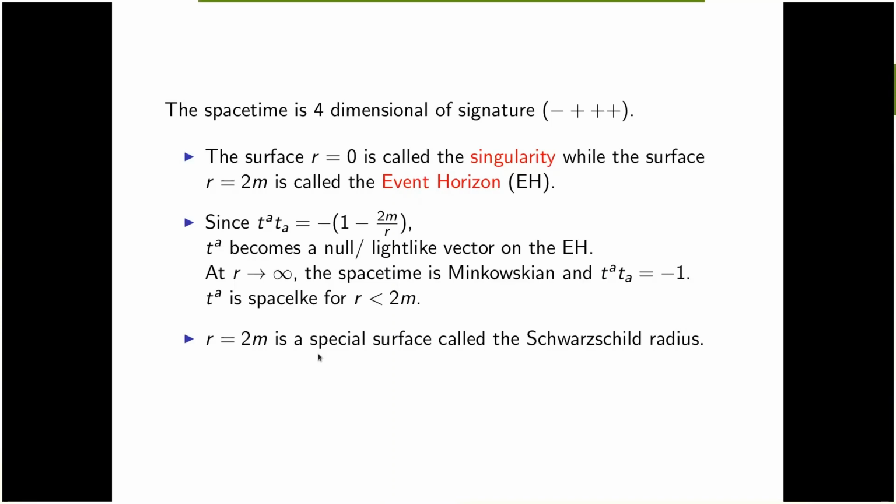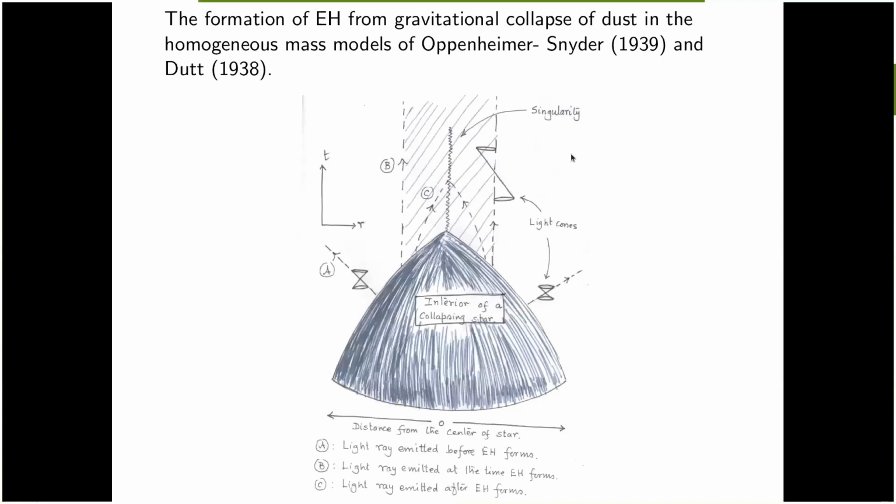So this is a very special surface. The T^a vector is time-like outside the black hole, it is null on the r equal to 2m surface, and it is space-like inside the r equal to 2m surface. This r equal to 2m surface, as we all know, is a very special one. It is called the event horizon, and it is the one we shall be concerned with in this talk. So how does such a black hole form?